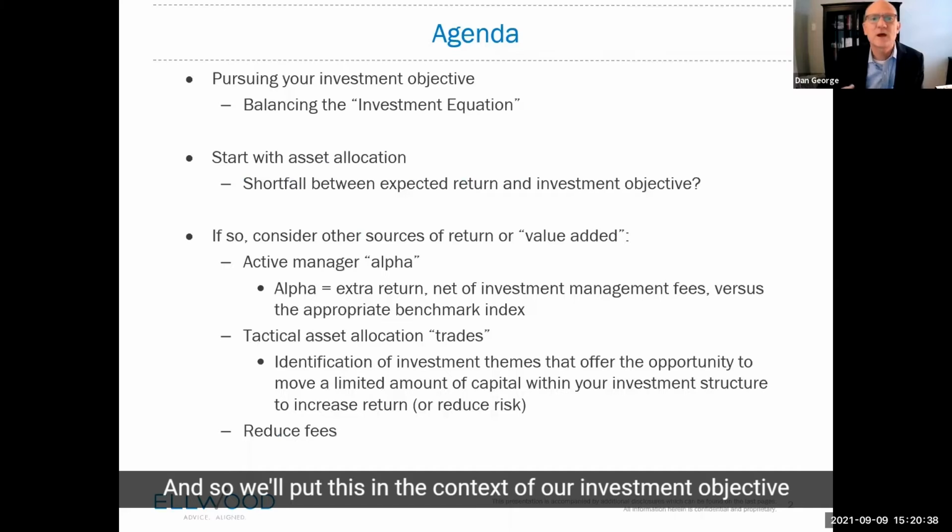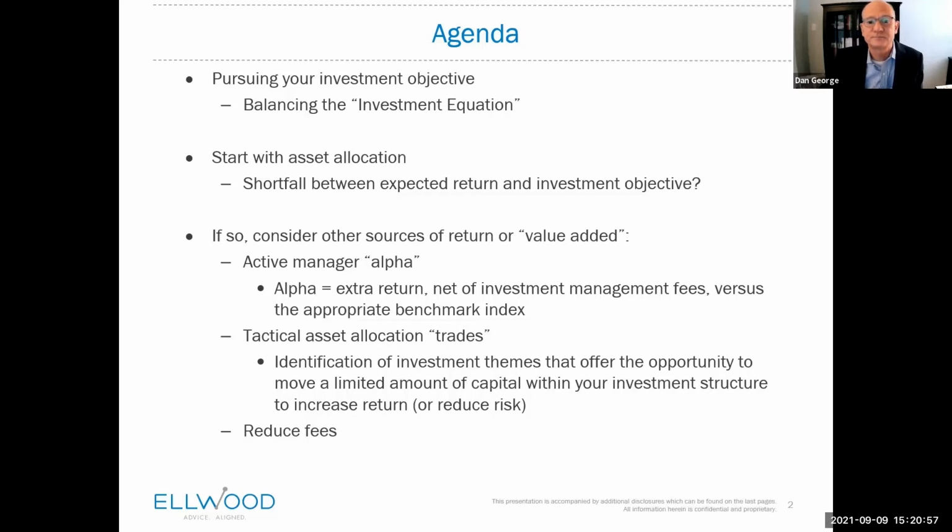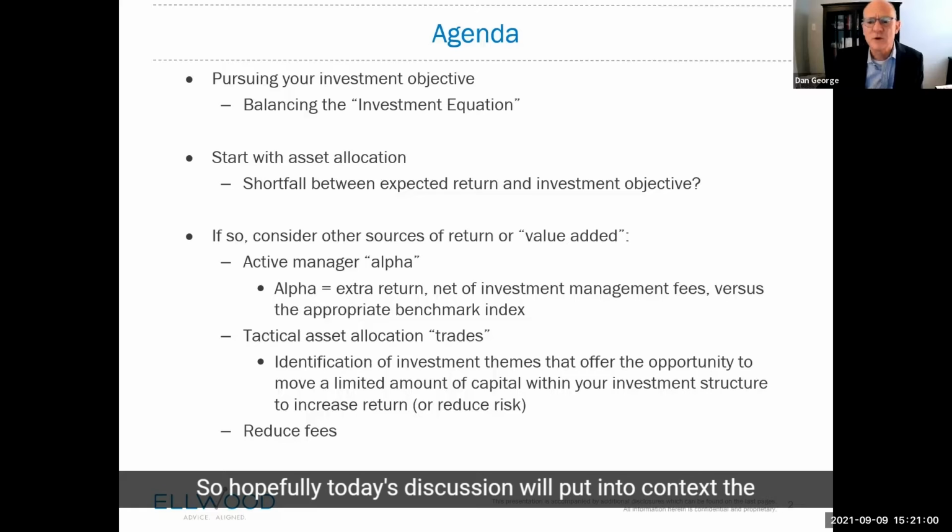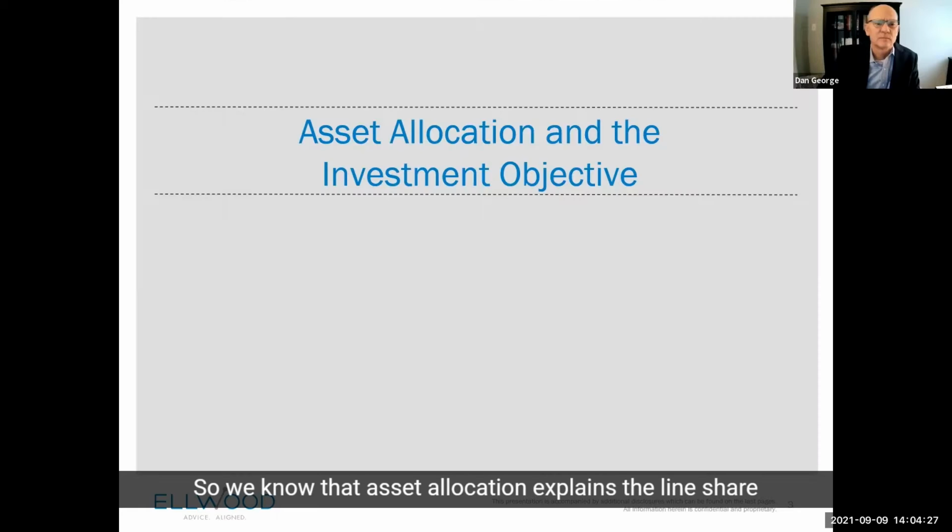And so we'll put this in the context of our investment objective because for most of us it is real growth after distributions. And we'll talk about whether or not we can get there just with asset allocation. And if we can't, what are some of the other sources of return that we can pursue? Things like active manager value added and tactical asset allocation, and certainly also reducing fees. So hopefully today's discussion will put into context the issue that arises when your investment portfolio is not set up to meet your investment objective, which may result in the accidental spend down of your foundation.